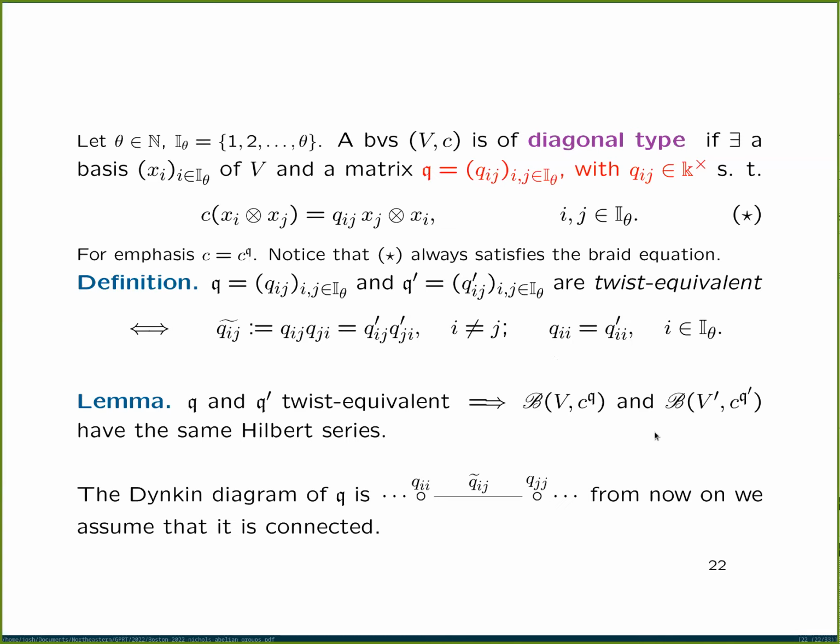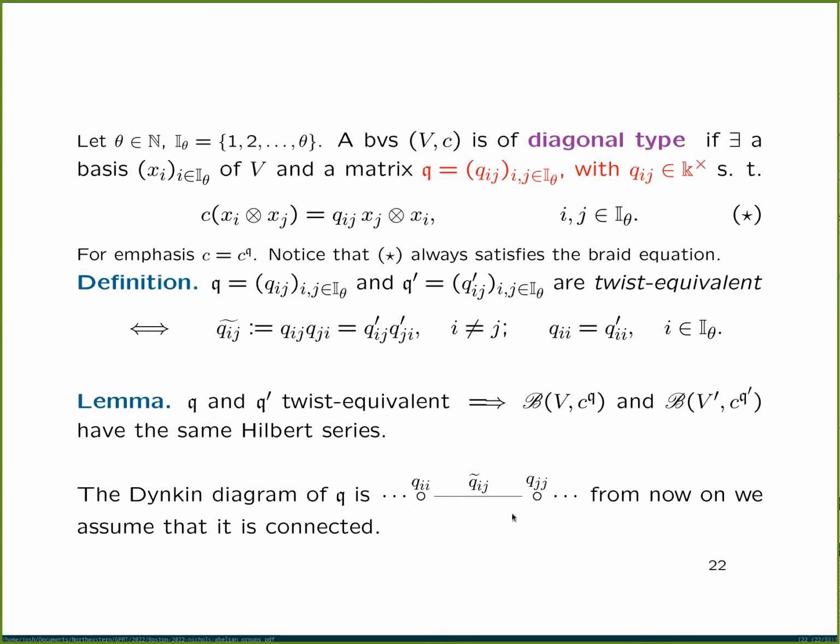I take profit to introduce now the linking diagram of a matrix q. The linking diagram of matrix q is a decorated graph, where over i you put q_ii, over j you put q_jj, and between i and j you put q̃_ij if this is different from 1. If q̃_ij is 1, which means that q_ij q_ji is 1, then I don't put any edge.